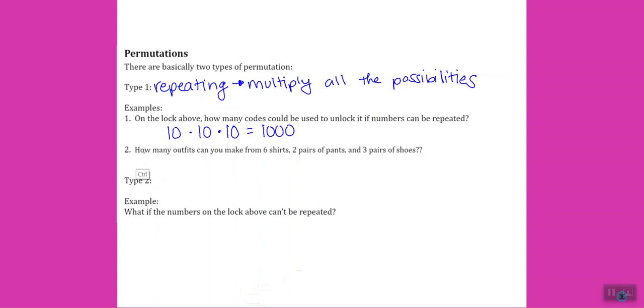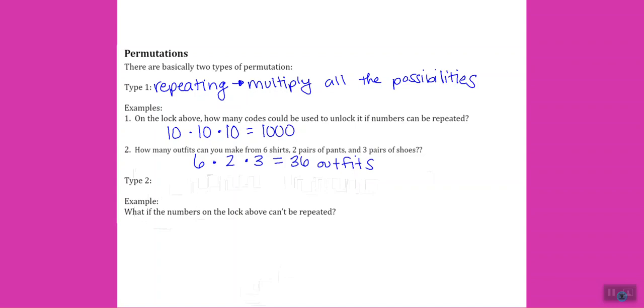Similar to this, how many outfits can you make from 6 shirts, 2 pairs of pants, and 3 pairs of shoes? Again, we just need to multiply all the possibilities. So 6 shirts times 2 pairs of pants times 3 pairs of shoes, because we would need one of each of those, gives us 36 possible outfits.